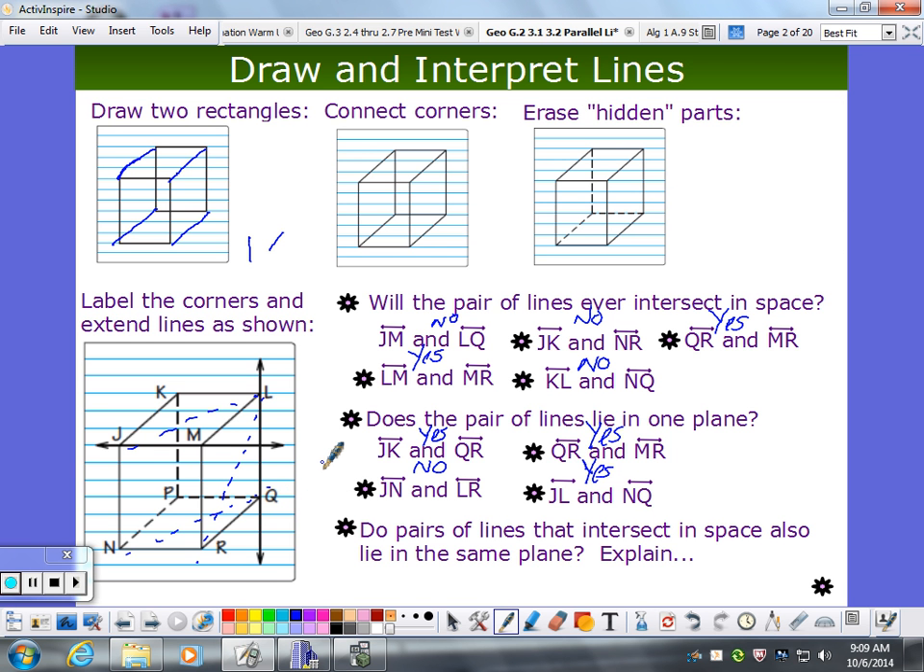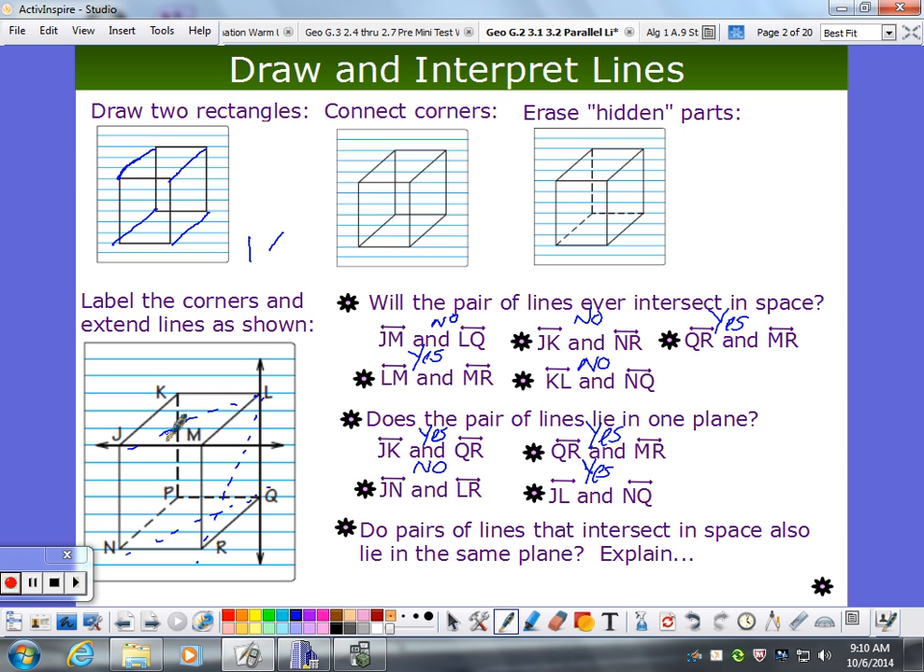So let's see, do pairs of lines that intersect in space also lie in the same plane? What do you think? So planes can't be curved, right? No, not in Euclidean geometry. Planes are flat by definition in Euclidean geometry. Then what is a curved equivalent of a plane? We'll talk about that a little bit after this lesson. Let me get through this part.